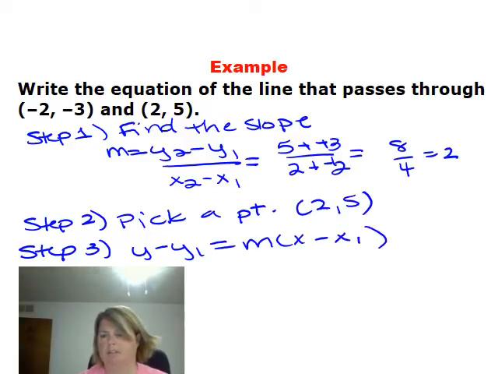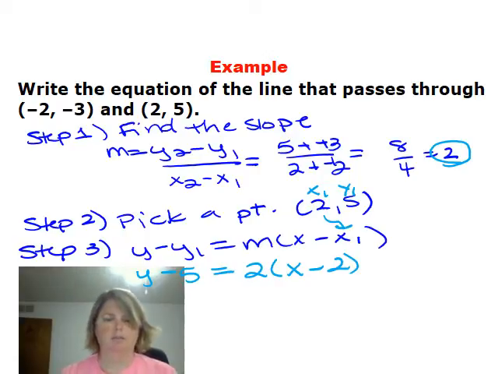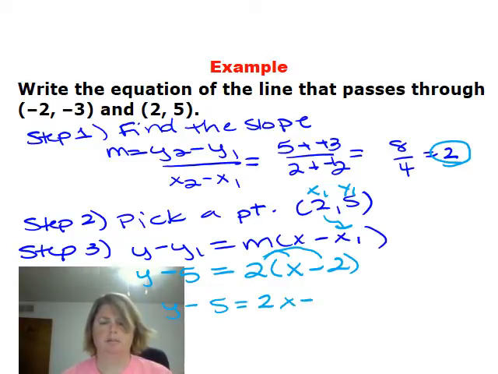All right, now let's change colors. So y minus, remember that this is x1, this is y1, y minus 5 equals the slope of 2 times x minus the 2 that we got from the point. So write an equation of a line. It doesn't imply that it's slope-intercept form, but just in case, I'm going to go ahead and change it to slope-intercept form. So y minus 5 equals 2x minus 4 plus 5. So y equals 2x plus 1.